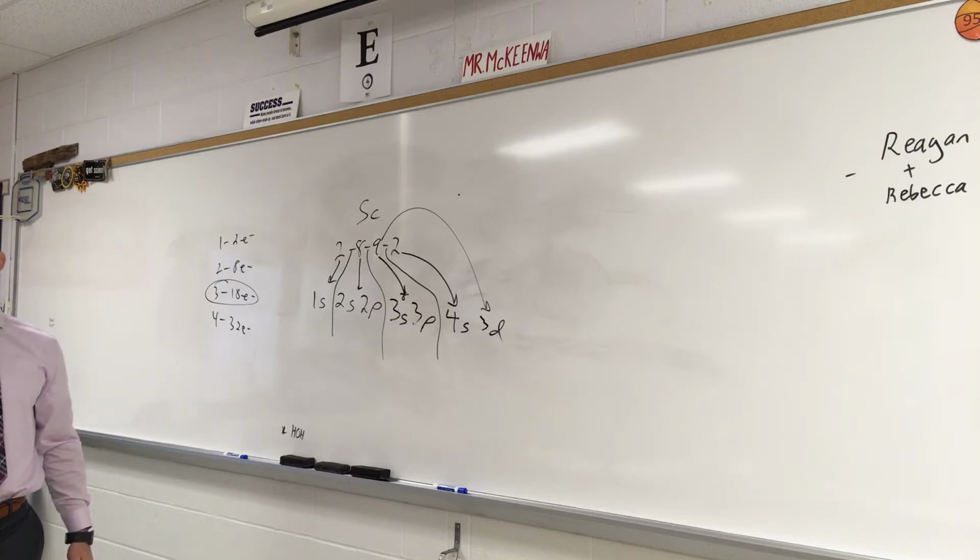Magnesium has them in the 3s. Beryllium has it in the 2s. Lithium is 2s. Sodium is 3s. Potassium is 4s. But here's how it works. This is 2s1, 2s2, 3s1, 3s2, 4s1, 4s2, 5s1, 5s2, 6s1, 6s2, 7s1, 7s2.